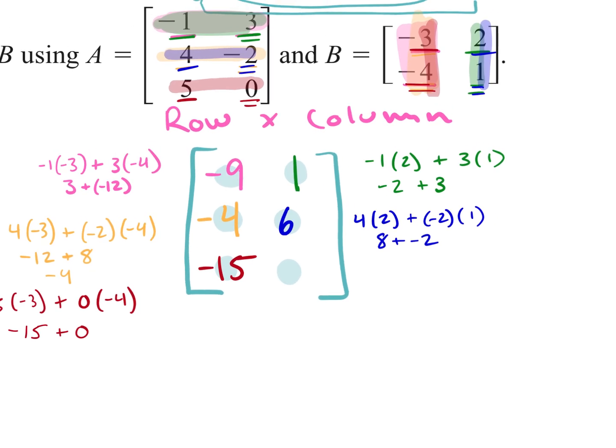Last one, we've got the third row, second column now. So that's going to go in the third row, second column spot. So we multiply the first number times the first number, 5 times 2, plus the second number times the second number, 0 times 1. 5 times 2 would be 10. What's 0 times 1? 0, and 10 plus 0? 10. Awesome. So this would be our matrix.